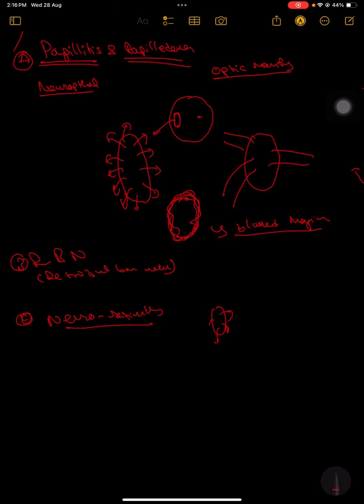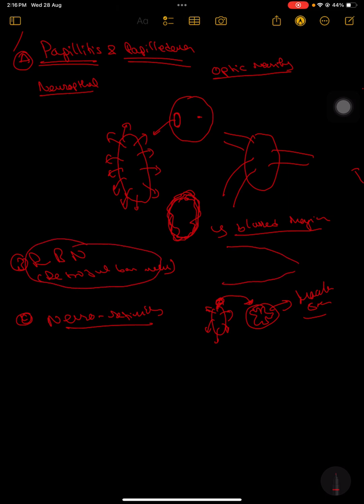So what is neuroretinitis? Neuroretinitis means you have papillitis over here at the optic disc, and in the macular area you can see something which is known as a macular star. And what is this macular star? This macular star is nothing but the leakage which has occurred from the blood vessels around the optic disc and has involved the macula, and this is known as the macular star.